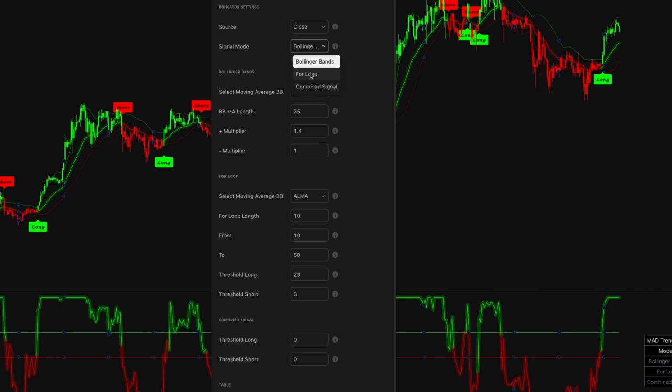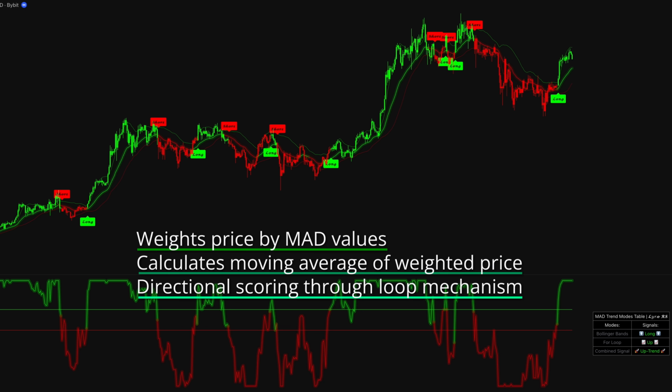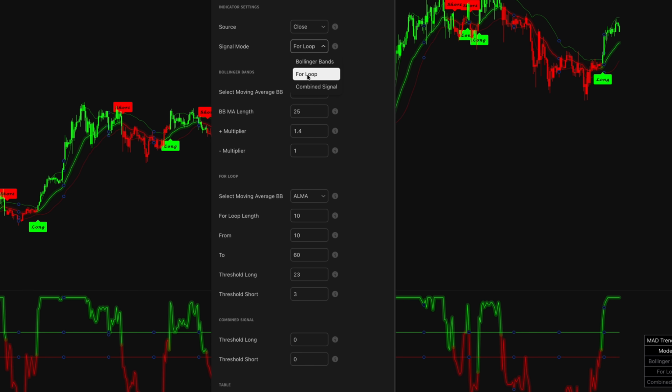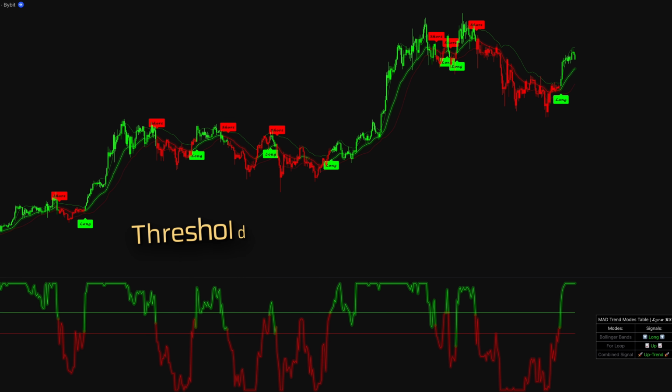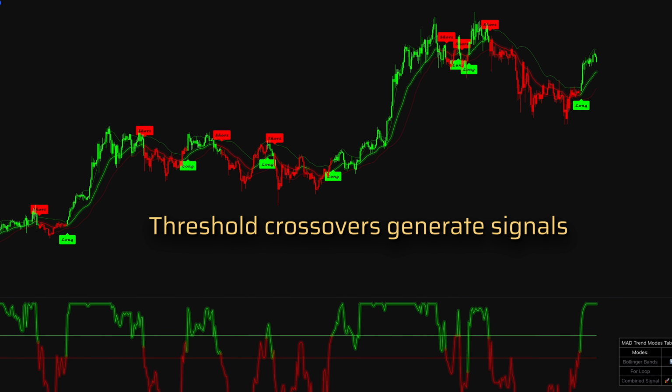The for-loop mode operates through a different mechanism. It weights the source price by MAD values, calculates a moving average of this weighted price, then runs a directional scoring loop. The combined signal mode averages the binary states from both Bollinger Band and for-loop methods. This normalized score crosses user-defined thresholds to determine final trade signals.